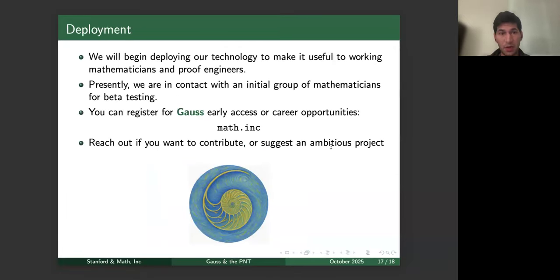And as the goal, MathInc is now trying to make this kind of technology useful to mathematicians and proof engineers. Presently, we're in contact with an initial group of mathematicians for beta testing. For example, we have a project with Terry Tao doing explicit results in number theory. There's also a project with Professor Melanie Wood working on class field theory. And we're also very much open to other suggestions about working on projects.